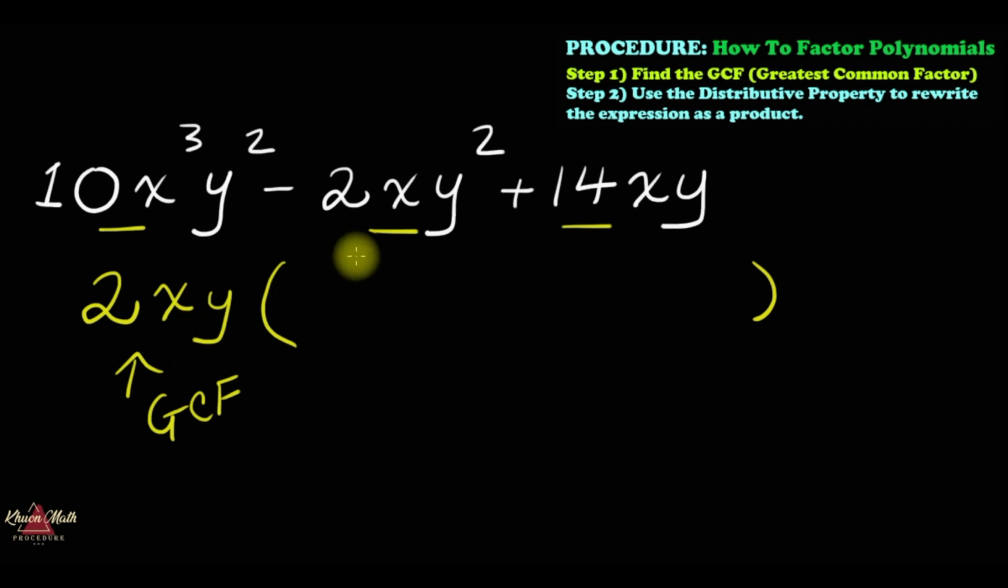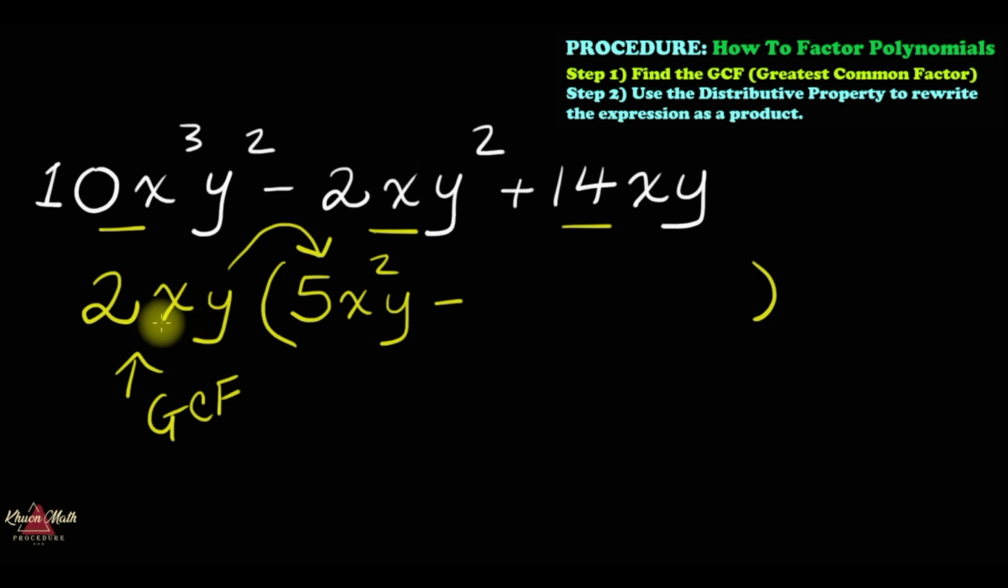Now step 2 is to use the distributive property to rewrite the expressions as a product. So 2xy times what will give us the top expression? Well, let's see. 2xy goes into 10x cubed y squared. Well, 2 goes into 10 5 times. X goes into x cubed, x squared times. And then y goes into y squared, y times. And then you can always check it to make sure it's right. If you take 2xy times 5x squared y, you get back the first term of the top.